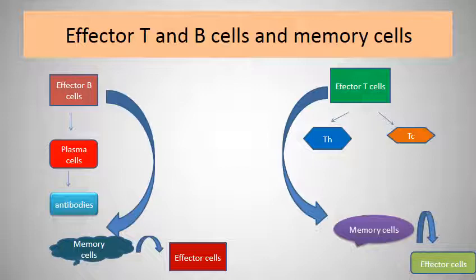So here you have to remember the effector B cells and the effector T cells: the effector form of the B cells are the plasma cells, and the effector form of the T cells are the helper T cells and the cytotoxic T cells.